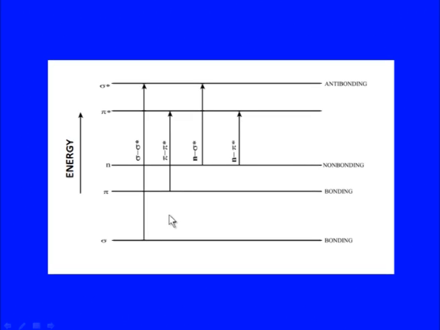So, these are a few transitions: sigma to sigma anti-bonding, then pi bonding to pi anti-bonding, then n, that is non-bonding to sigma anti-bonding, and from non-bonding to pi anti-bonding. These could be different types of transitions which could occur while absorbing energy in the form of ultraviolet or visible region.